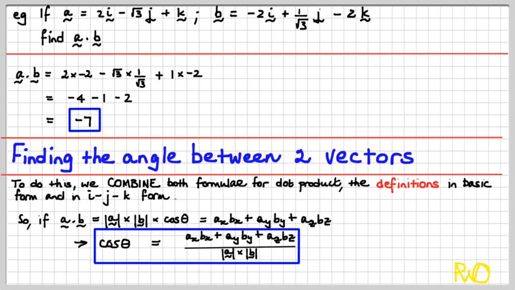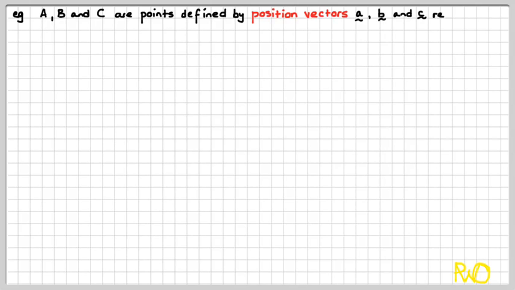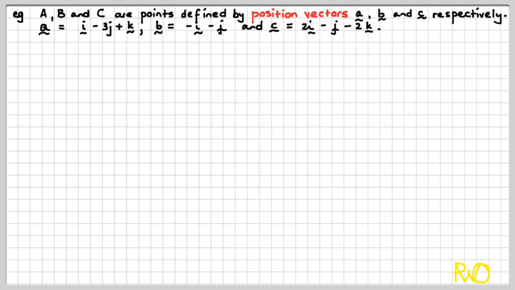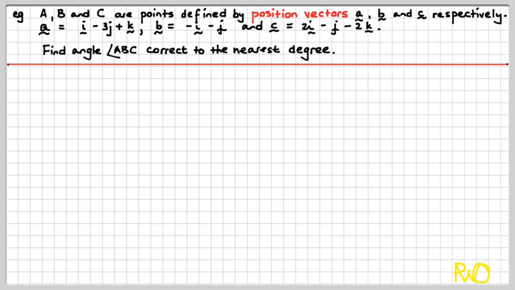But there's a few booby traps along the way, so I'm going to show you how we might do that. Now, this is my example, okay? You've got to watch this carefully. So capital A, capital B, capital C are points defined by position vectors, little a vector, little b vector, and little c vector, respectively. So there are my vectors, little a, little b, and little c, in terms of i, j, and k, right? So what are they asking us to do? We have to find the angle ABC, correct to the nearest degree.